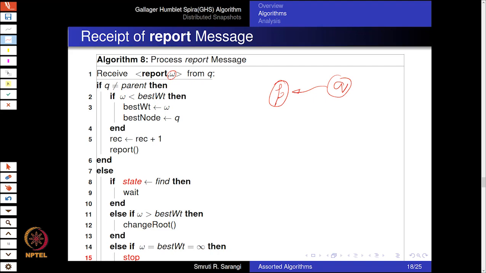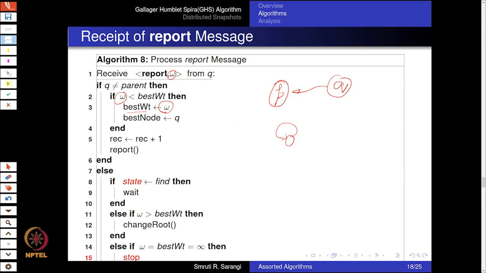So similar to the last slide of the leader election algorithm with trees, where we said that a parent is its own parent and own child, something similar is happening here. If Q is not the parent, in the sense that my child is not my parent, which of course holds for the root node, and if omega is less than the best weight that I have seen, then the best weight is omega and the best node is Q. It means that as far as I am concerned, the child that is sending me the best weight is the best node, so I will record this fact.